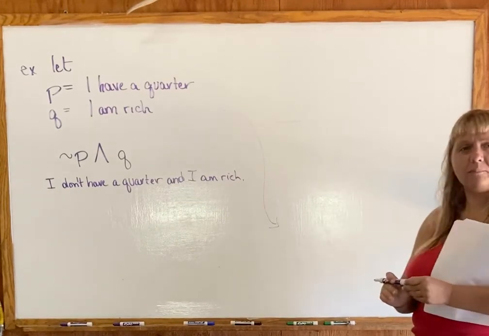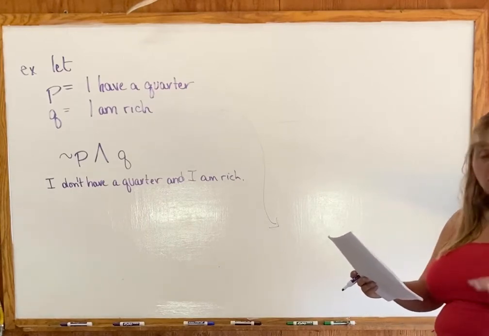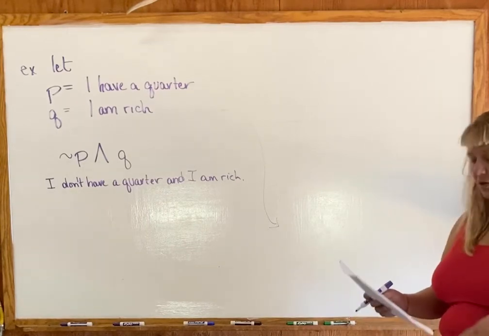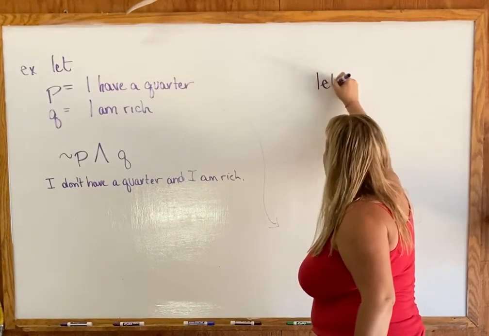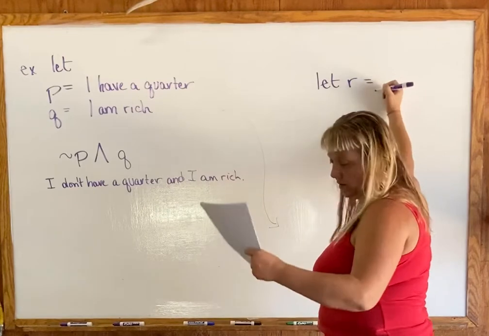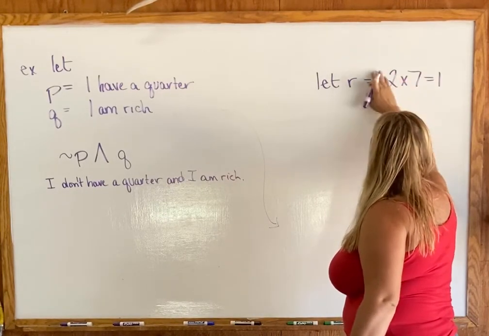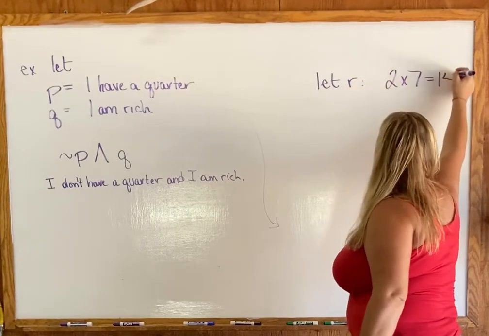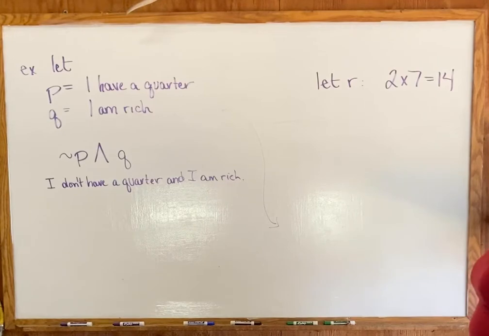Now, like I said, P and Q are the most common variables that we use for our statements. But if we already have a P and a Q on the board and we want another statement, you can use whatever letter you like. Whatever letter is your favorite, but a lot of times we go to R. So if we said, let R be 2 times 7 equals 14. Now that is a statement. In this case, it's a true statement.